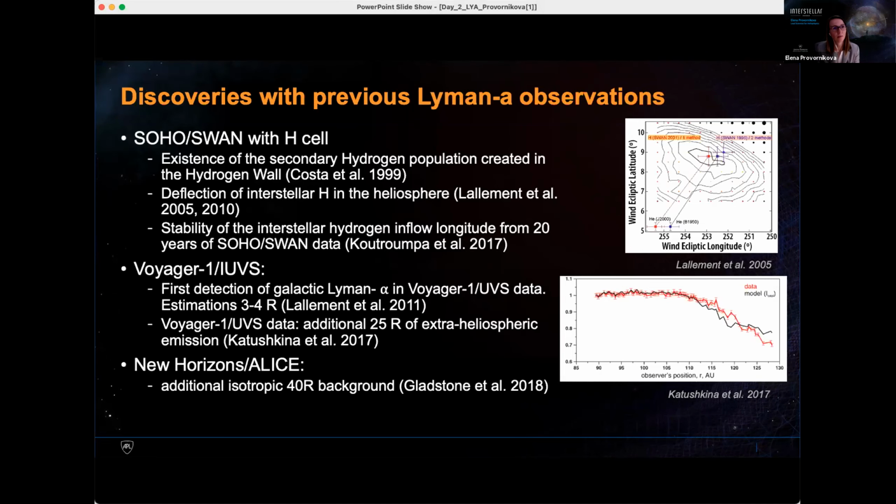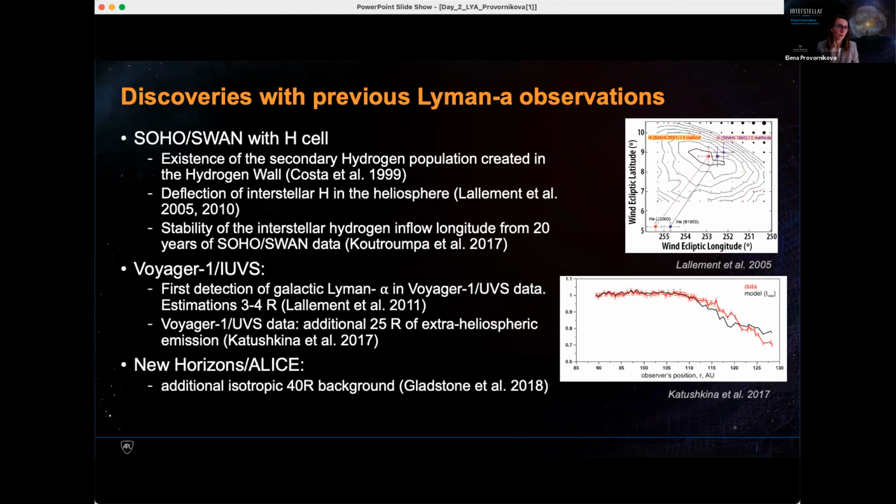This was a great discovery, and it actually constrains the direction of the interstellar magnetic field. Also, the analysis of SWAN data showed that the interstellar hydrogen inflow longitude is stable over 20 years of this data. However, these are all fantastic discoveries and findings. However, the limited spectral data obtained from the hydrogen cell on SWAN left us many open unanswered questions.